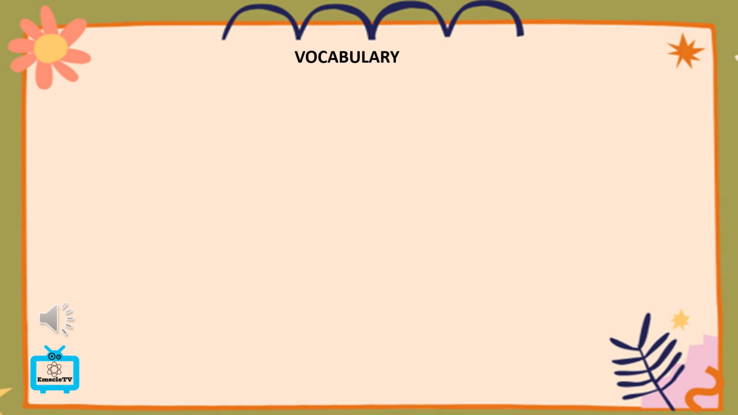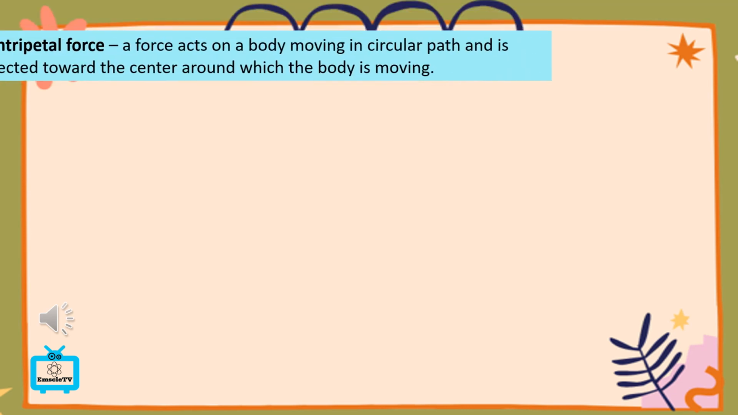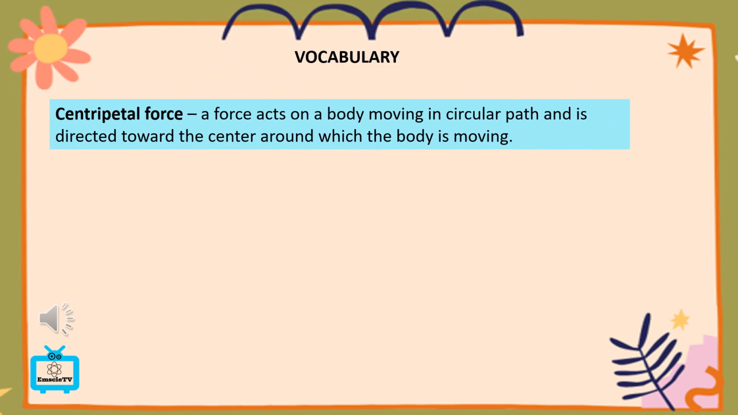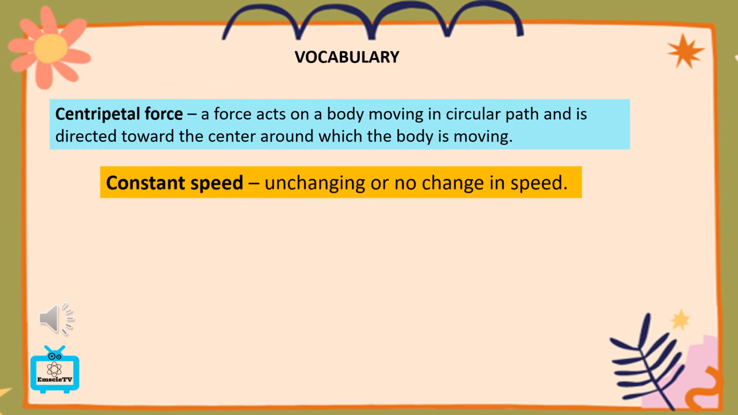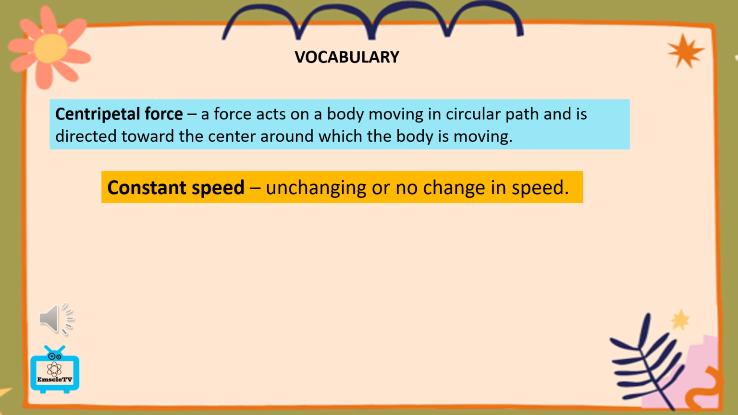Let us define the following terms to better understand our lesson for the day. Centripetal force is the force that acts on a body moving in a circular path and is directed toward the center around which the body is moving. Constant speed is also known as the unchanging or no change in speed.